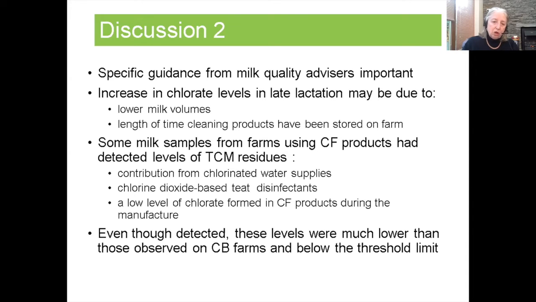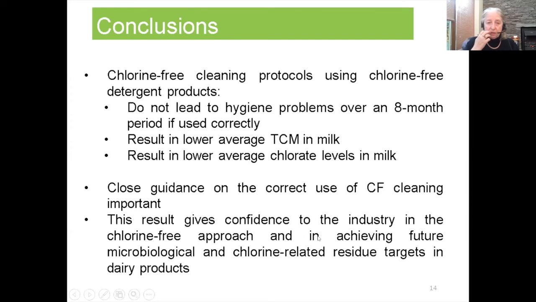There is sometimes a low level of chlorate formed in chlorine-free products, in sodium hydroxide, for example, or caustic products, because the pharmaceutical grade product would not be used on farms, and there can be a small amount of chlorine there. So even though detected, these levels were much lower than those observed on chlorine-based farms.